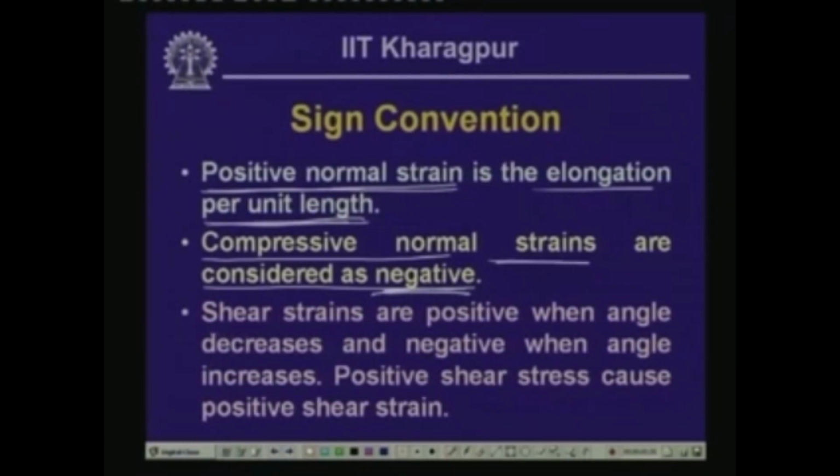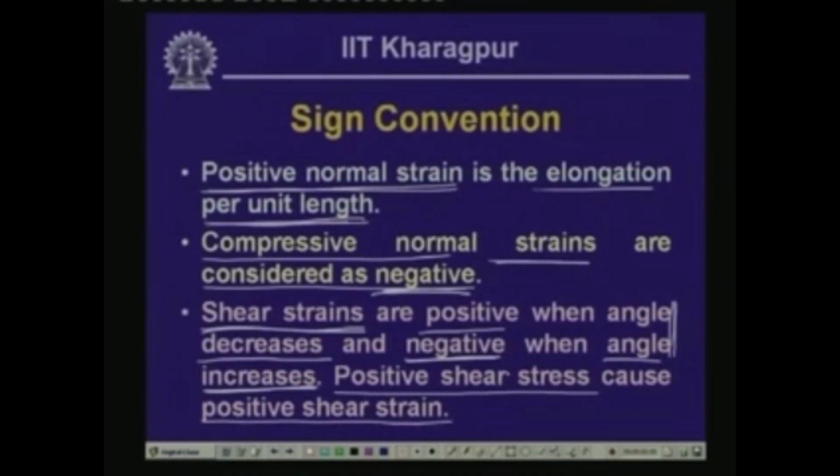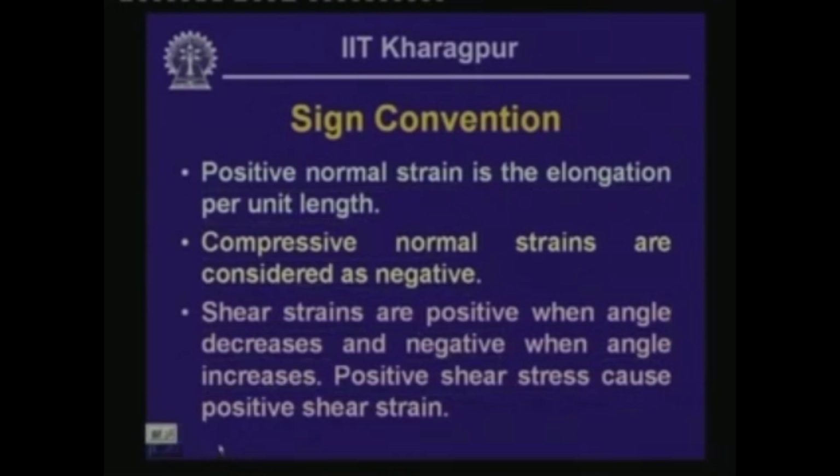Now, shear strains are a little different from normal strains. They are positive when the angle decreases and negative when the angle increases. This will probably be clearer if we look at the figures. Based on this definition of positive and negative shears, we can say that positive shear stress causes positive shear strain and vice versa. So, let us look at the figures and then it will be clearer.